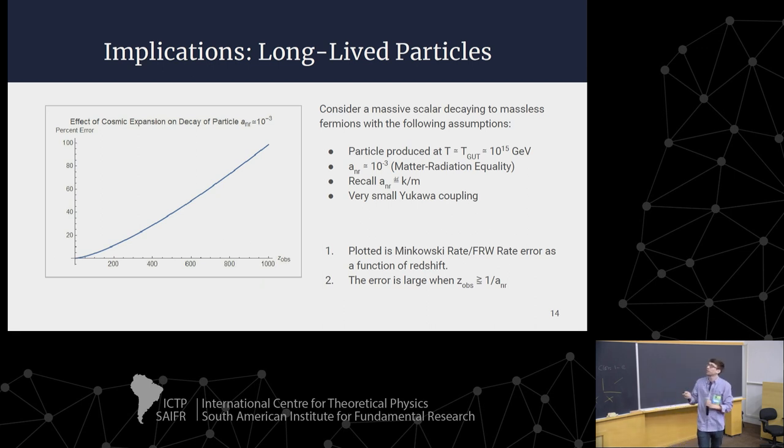However, as you go towards the present, the error becomes small because as the particle becomes sufficiently non-relativistic, these other effects don't matter. They wash out. So this calculation is basically saying that using the Minkowski result is problematic when you're dealing with a particle that's relativistic for a long time and sees a lot of the cosmic expansion.